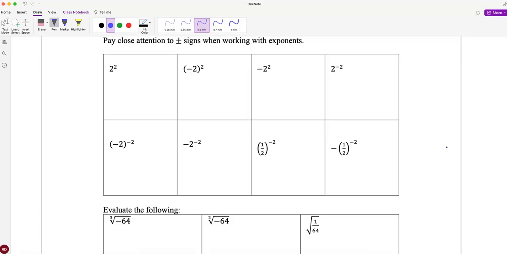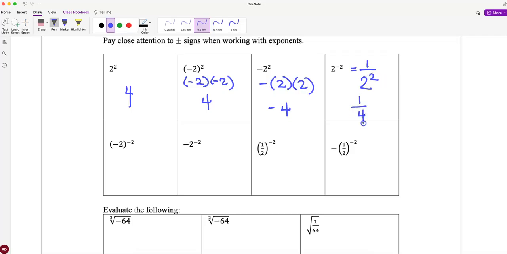Now let's pay close attention to the positive and negative signs. 2 squared, this is 4. Negative 2 squared, so it's negative 2 times negative 2, that is also 4. But the next one, negative 2 squared, only the 2 is being squared. So this is the negative of 2 times 2. This is negative 4. 2 to the negative 2, this is 1 over 2 squared. This answer is 1/4.